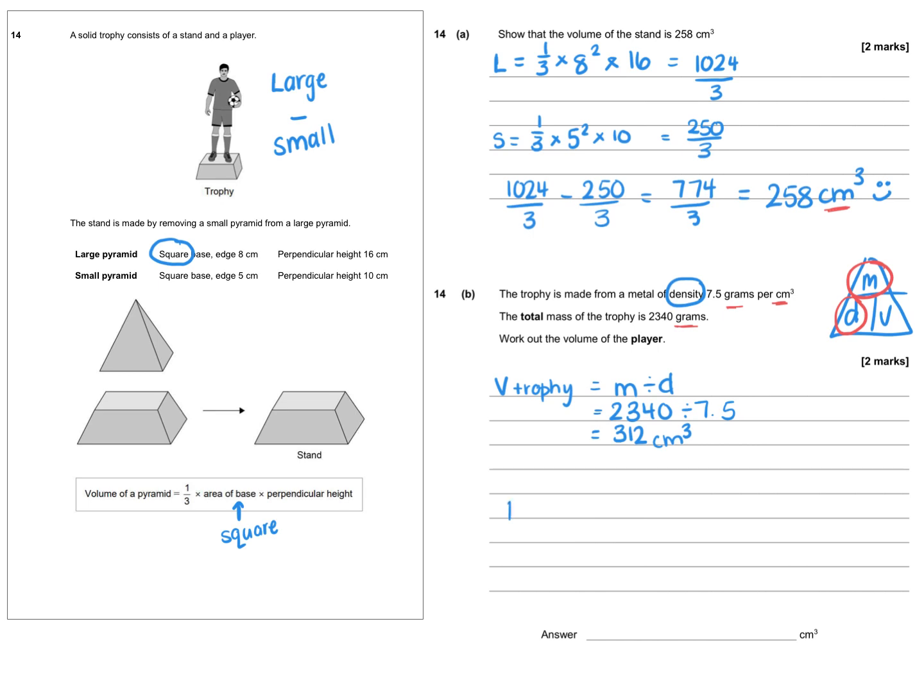so just the player is going to be 312, take away 258, for a grand total of 54. There we go. Done. Very nice question. Possibly we didn't need that much working out for just those 2 marks there. But there we go. Question 14 is done.